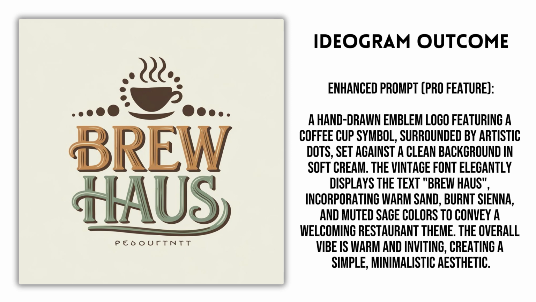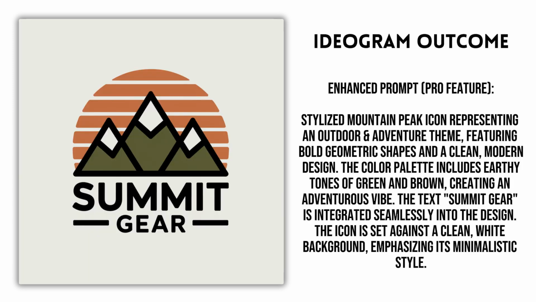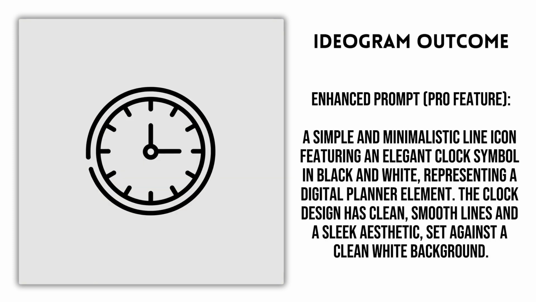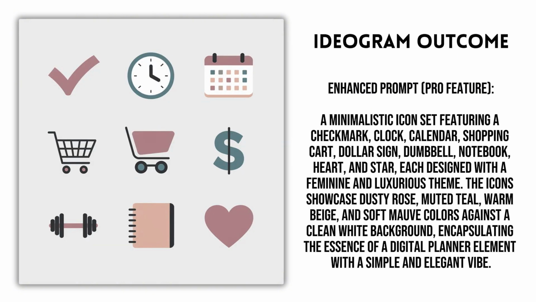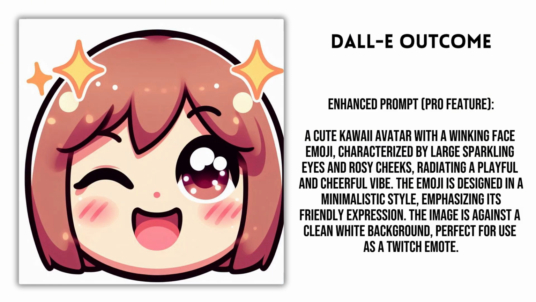Ideogram excels at creating elegant and coherent logos. We primarily use the design model, but feel free to experiment with others. It's also great for line icons, minimalist icons, and sets of diverse elements. Just be sure to specify each object for the best results. For example, clock, calendar, dumbbells, washing machine. Dall-E is ideal for emojis, chibi Twitch emotes, and cartoon-style logos.